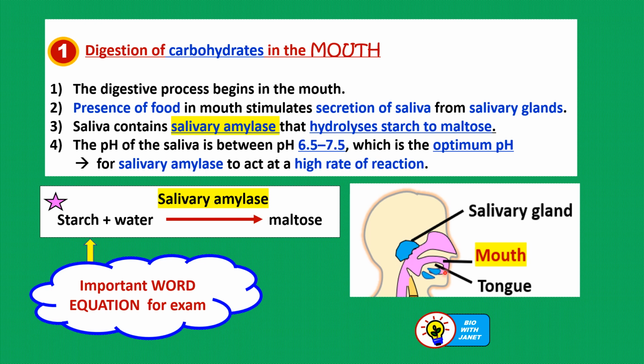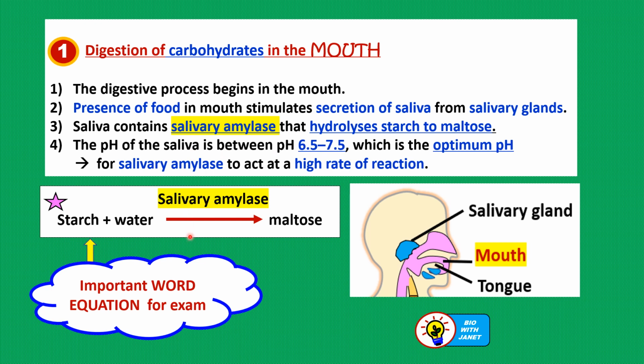As seen in this picture, there are some glands under the tongue, and then one at this position here, right? So the saliva will be secreted, and it contains an enzyme called salivary amylase that hydrolyzes starch to maltose, according to this equation here.